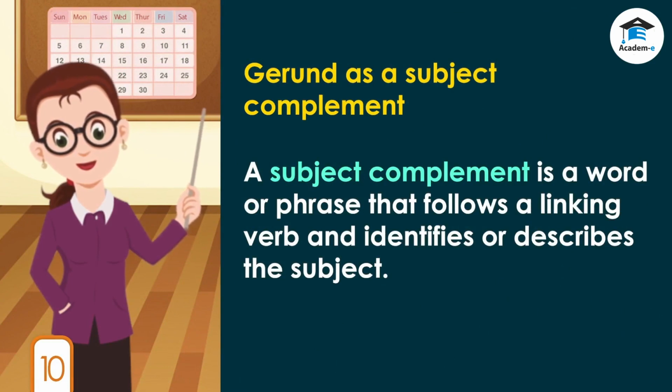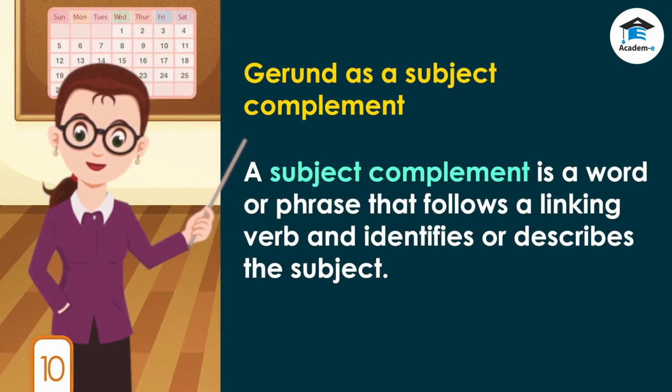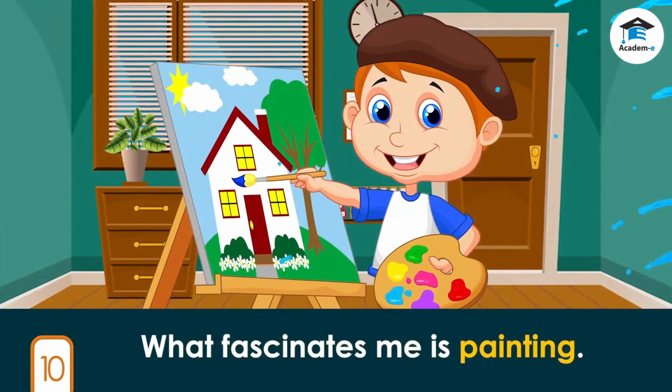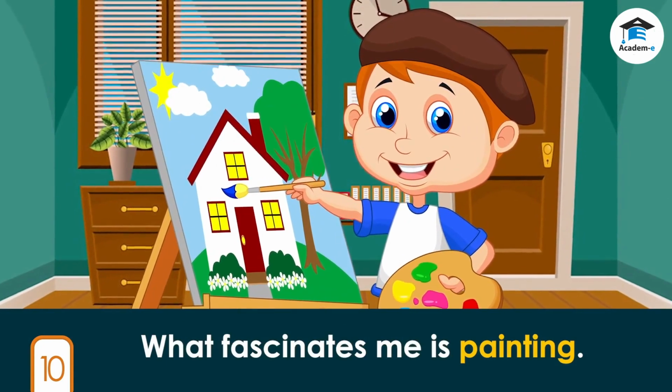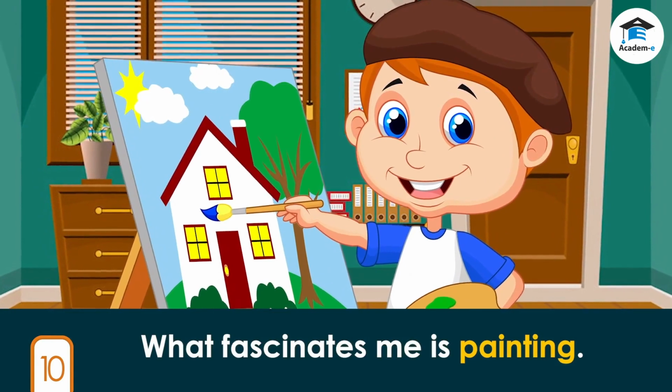Gerund as a subject complement. A subject complement is a word or phrase that follows a linking verb and identifies or describes the subject. Example: What fascinates me is painting. The gerund, painting, is a complement of the subject what fascinates me.